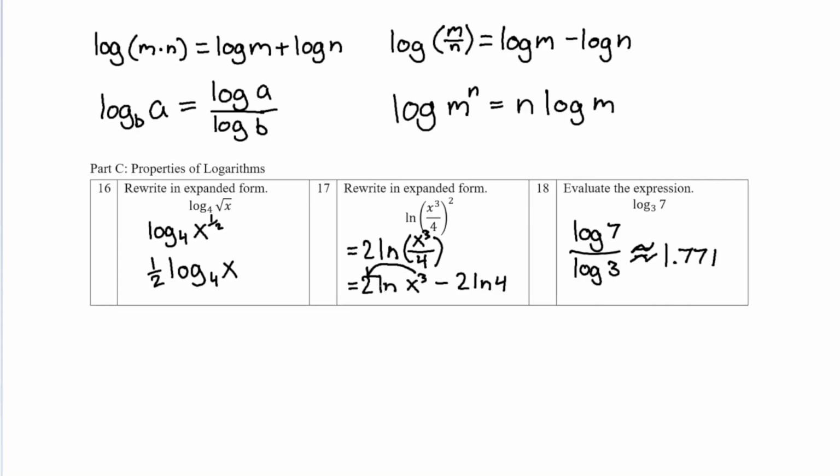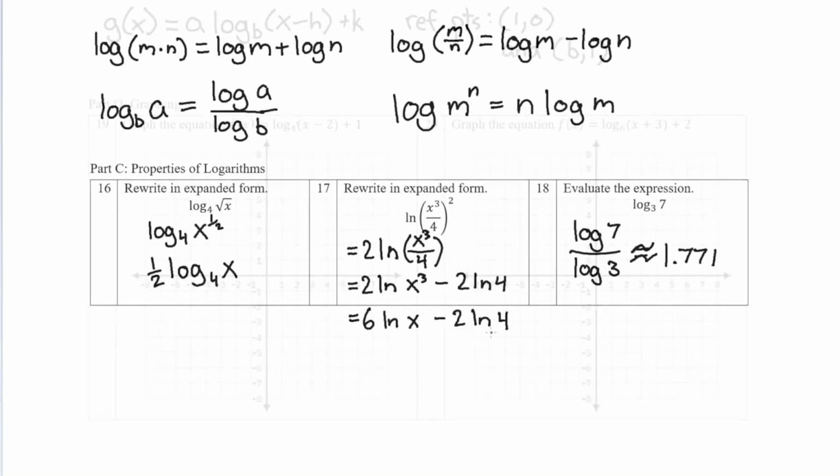We would be done, except this x still has a power of 3, and powers can be brought in front. And since it's going to be a multiplication, it's going to be 2 times 3, and that gives us our final answer: 6 ln of x minus 2 ln of 4. And there you go. That's our answer. Right. Moving on.